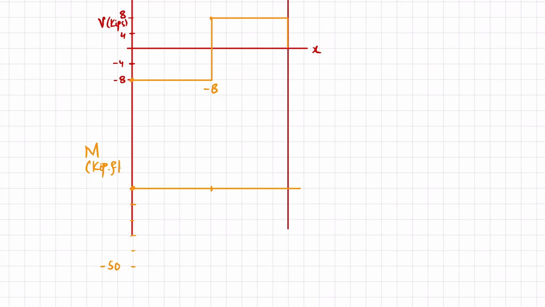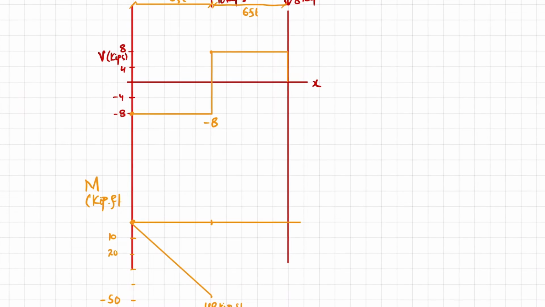Let's assume that each division is of 10 kips-feet. So your minus 48 kips-feet will be somewhere here. I will join them. This slope will be decreasing because it is negative, and it will be a straight line. Now this is minus 48. Let's proceed further. The second area is this one, and this is plus 48. So minus 48 plus 48 will bring it to 0. So at this point again it will be 0. So this will be your bending moment.